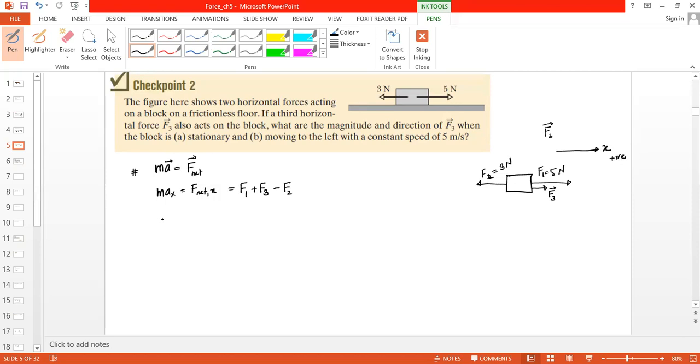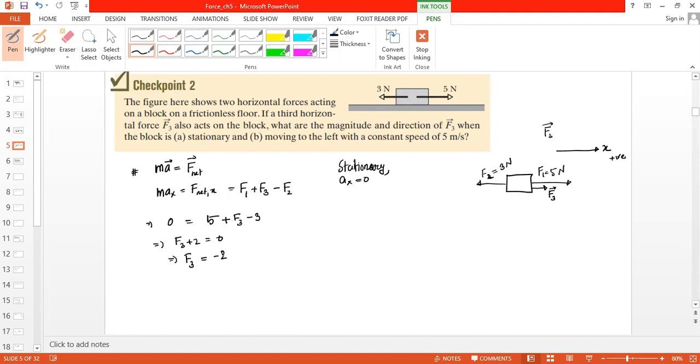Okay, so now M A x, and since the object is stationary, what does that mean? If your object is stationary, that means my acceleration is 0. That means I can write 0 equal to F1, which is 5, plus F3 minus 3. So that means F3 plus 2 equal to 0, or F3 equal to minus 2.